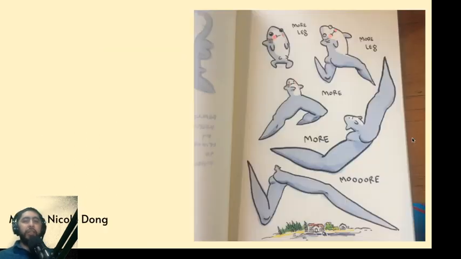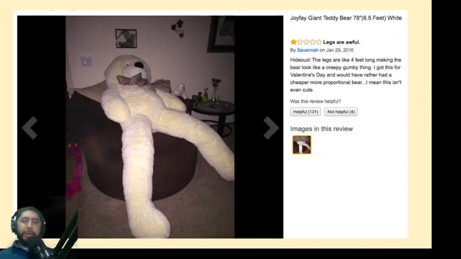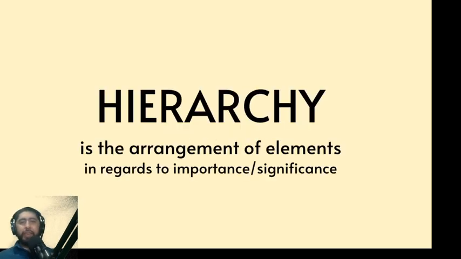Here's a really unsettling thing about if you change the scale of legs on sharks, which they don't have legs, this is what happens. And same thing with teddy bears, right? So it'd probably be normal if its legs weren't so long. Yeah, just read the review.